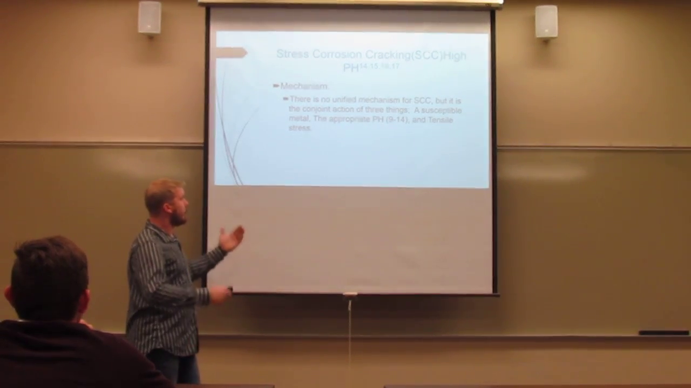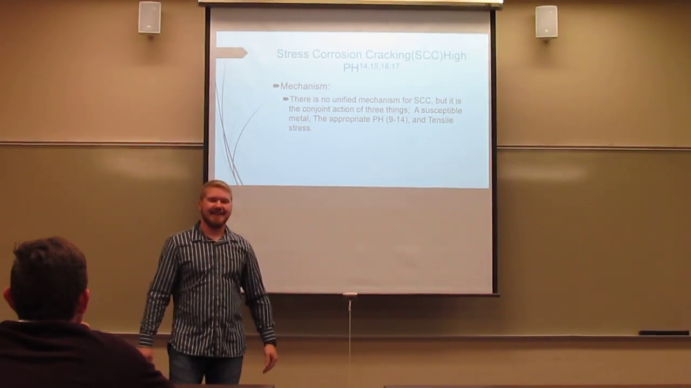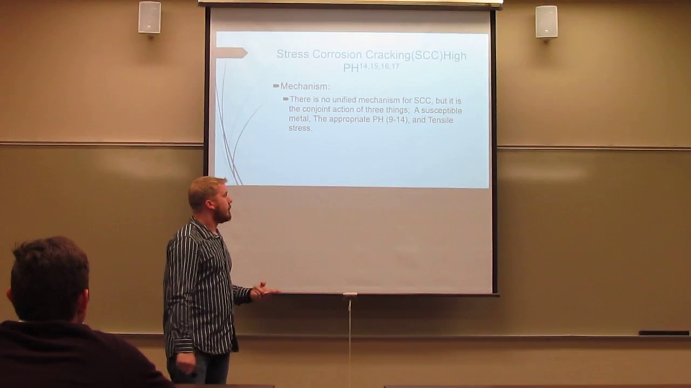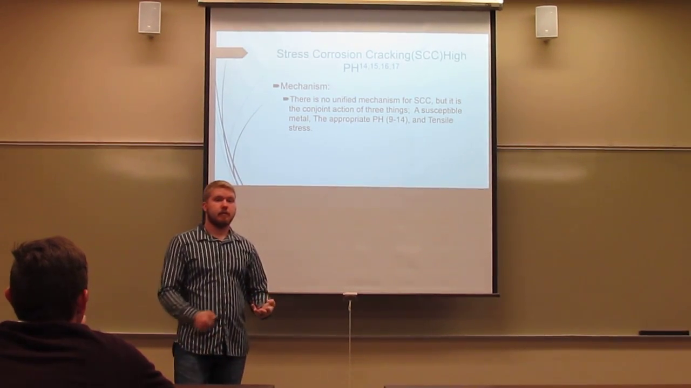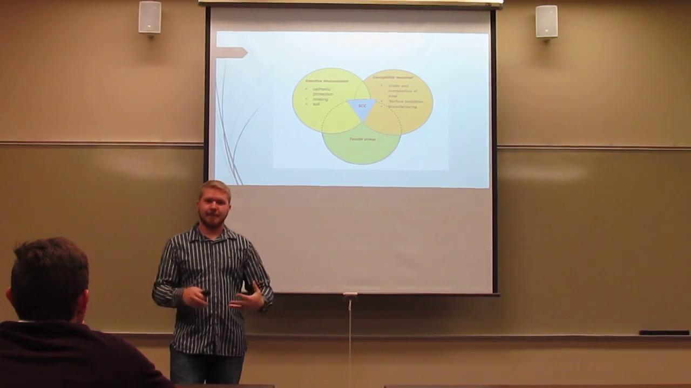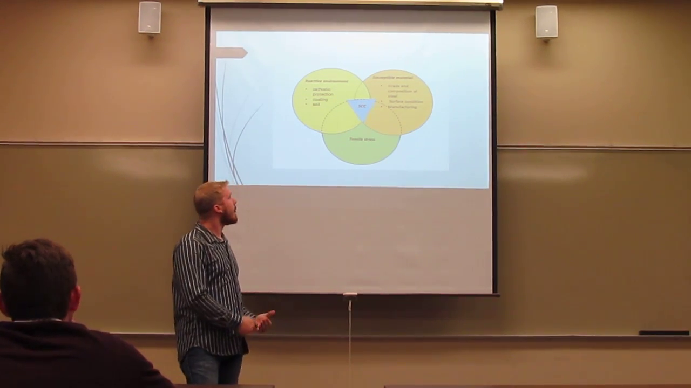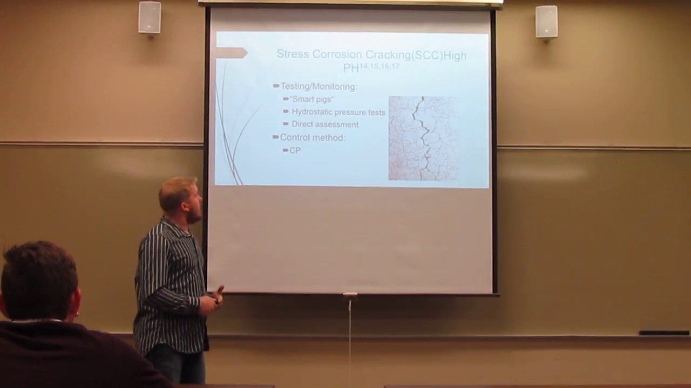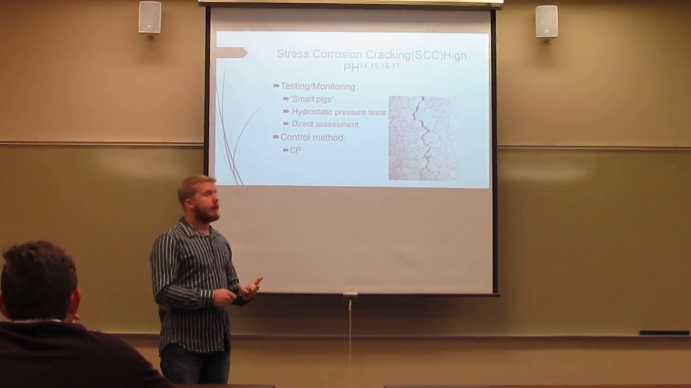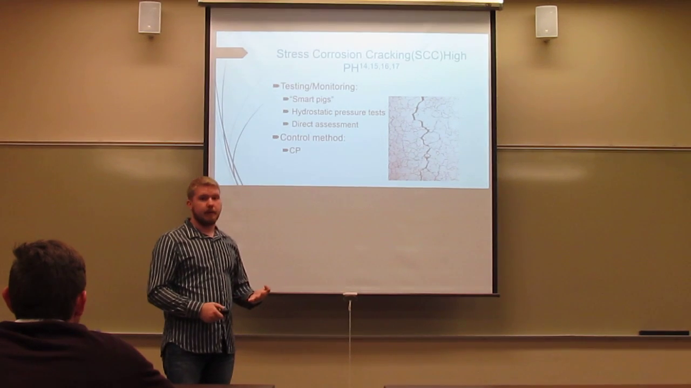Mechanism. There's no unified mechanism for stress corrosion cracking, but it's affected by three things: susceptible material, appropriate pH, and tensile stress. That might look familiar to you. Same thing with your stress corrosion cracking. Now, testing and monitoring: also smart pigs, hydrostatic pressure tests, and direct assessment of the CT.